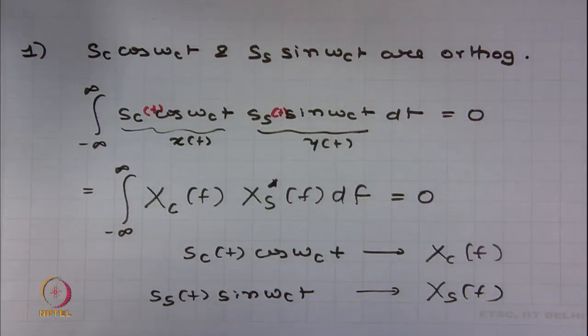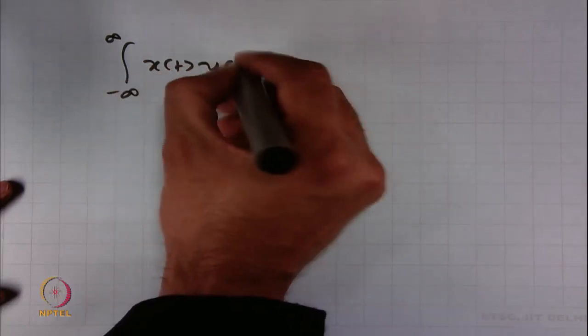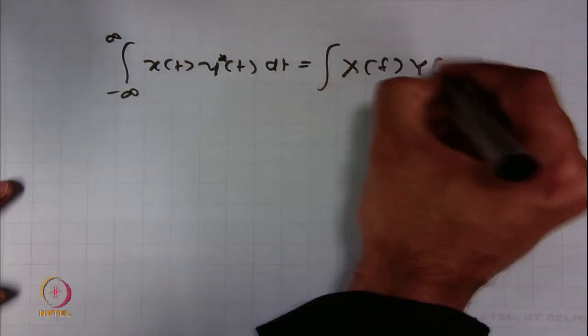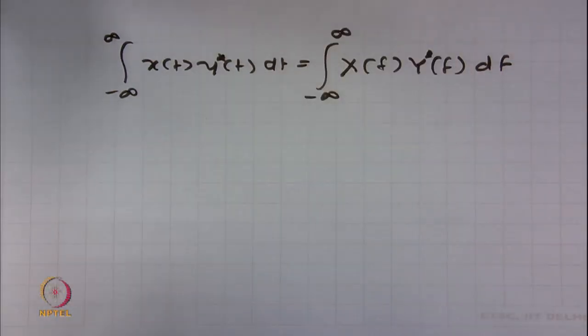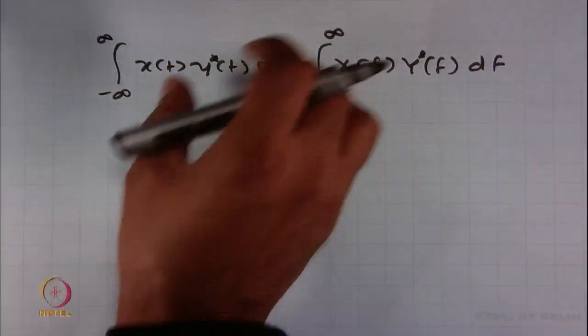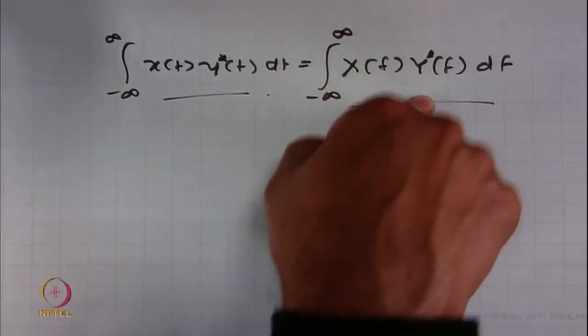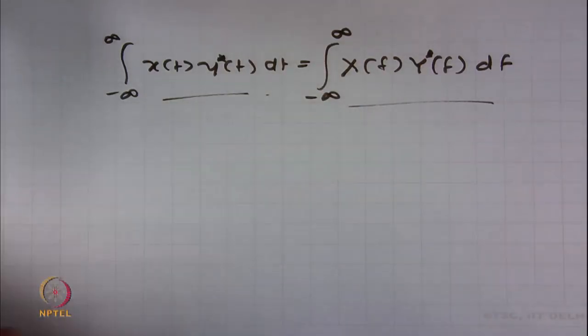Remember Parseval's theorem, what is Parseval's theorem? Let me rewrite it for you. Parseval's theorem says that the integral of x(t) y conjugate(t) dt is the integral of X(f) Y conjugate(f) df. When you run the integration from minus infinity to plus infinity, these two quantities are the same. So, this is the inner product of the two signals, and this is also the inner product of the two signals' spectra, right. Whether you take the inner product of the signals or of their spectra, the inner product is the same.